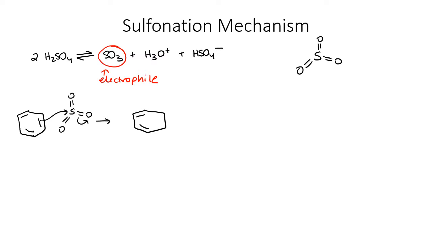Then we produce our arenium ion, which we know can participate in resonance. Now I'm not going to draw all of the resonance structures now, but I'm going to move on to the second step of our electrophilic aromatic substitution, which is restoring the aromaticity. So the water that is floating around in the solution can come in and take an H and give the electrons toward the positive charge.